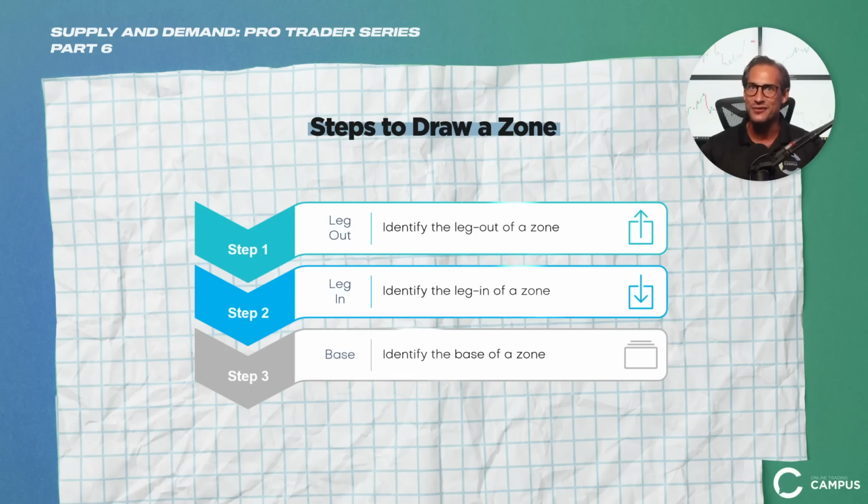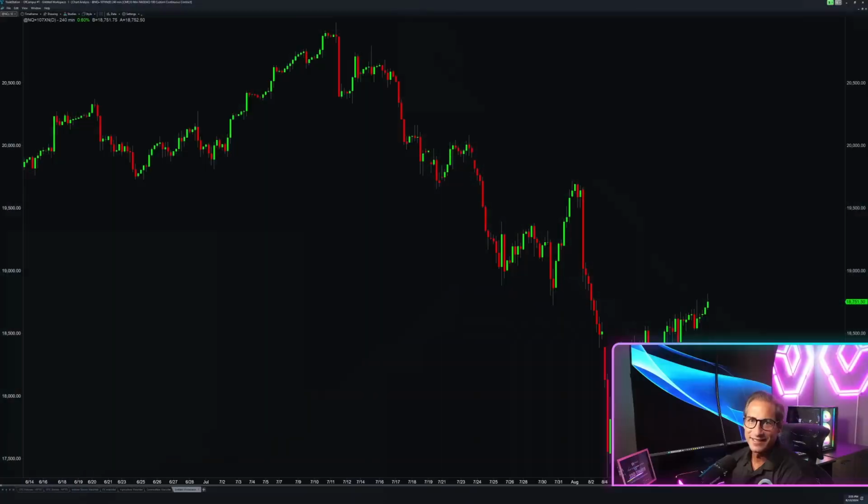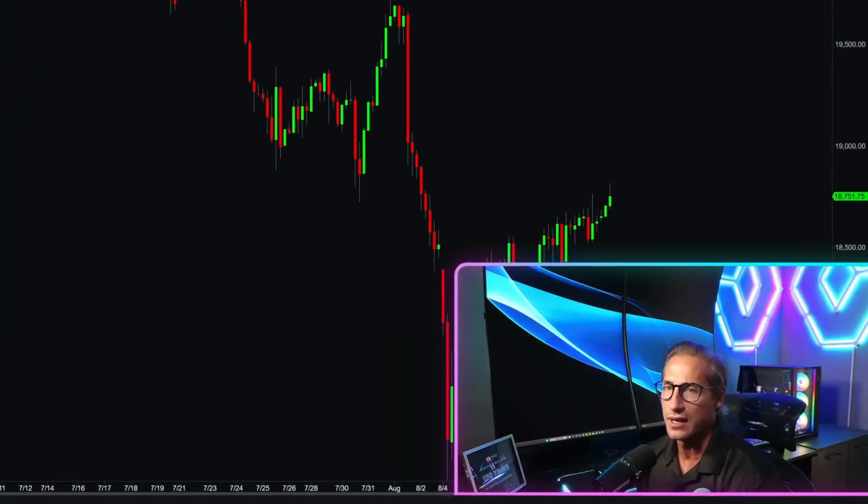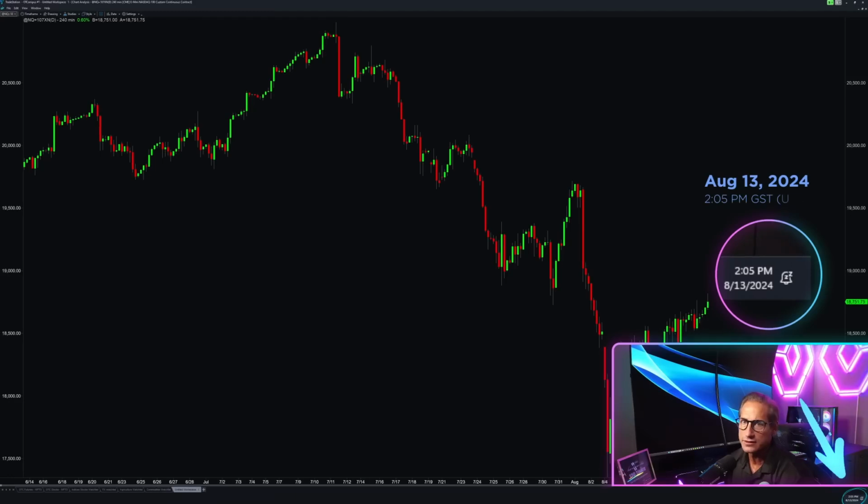Alright, I think we are ready to work on some real-life applications and drawing some zones. Now we will go through the entire process of identifying and drawing zones on a live chart. As you can see here, it's August the 13th.